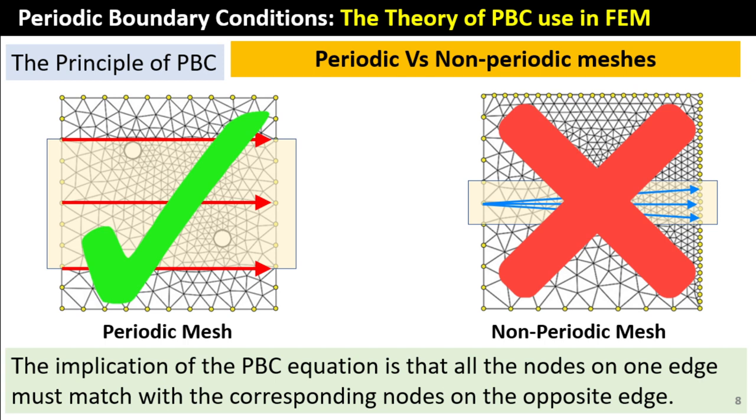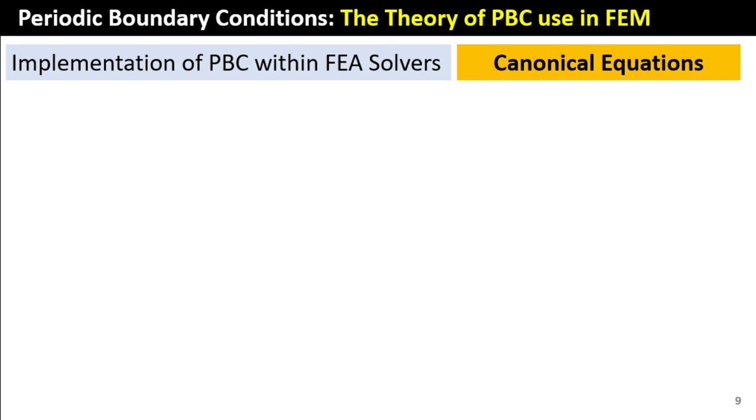Okay, so how do we then translate this information between the mesh into the boundary condition so that we can actually run it? And the simple thing really is this idea of a canonical equation.